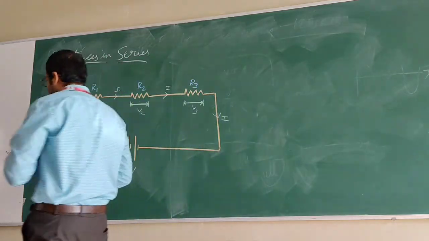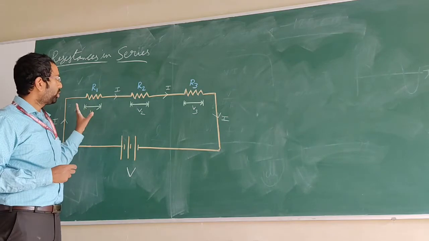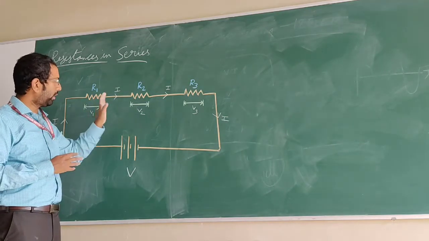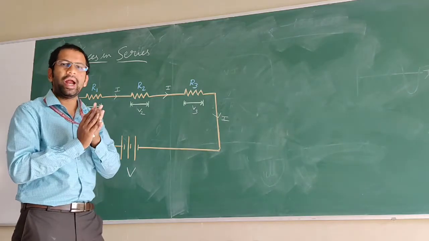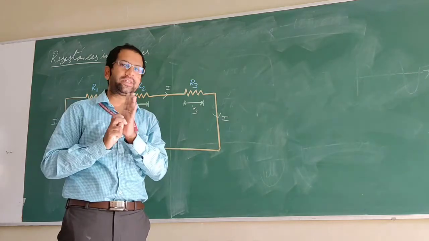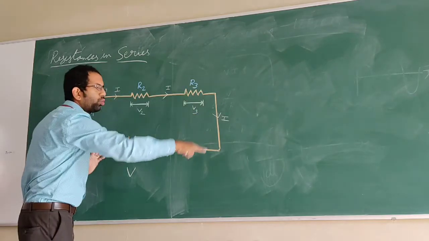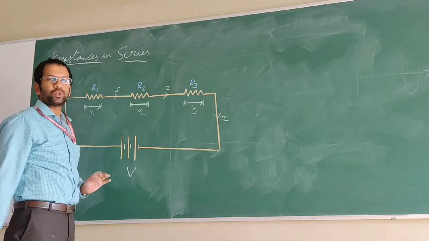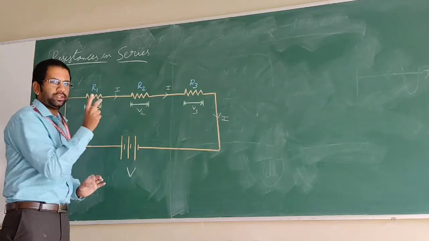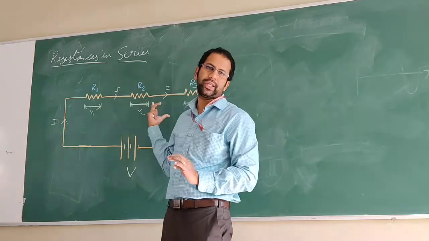Now you should understand one thing about resistors in series. When resistors are connected in series and given to a voltage source, the voltage gets divided. Current doesn't get divided, voltage gets divided. Current I will remain the same throughout. But the voltage across each resistor will vary, depending on its value of resistance.